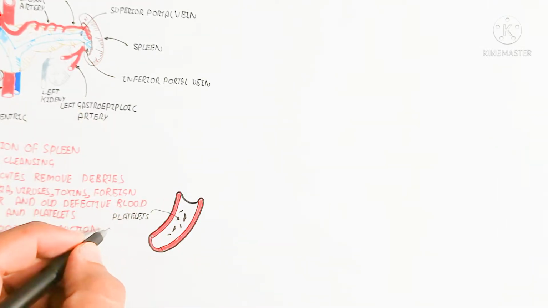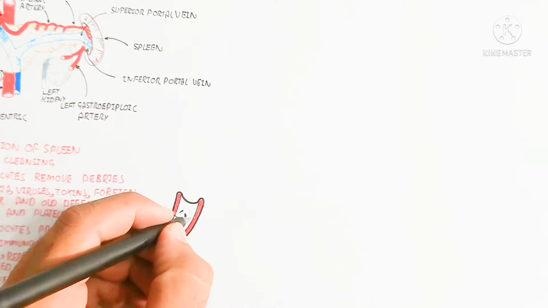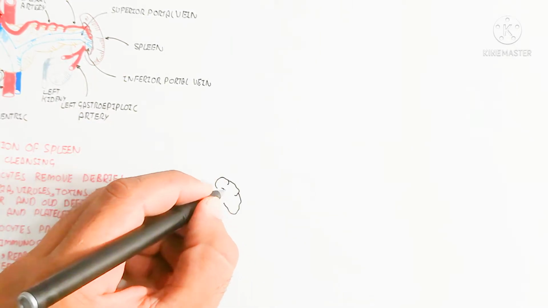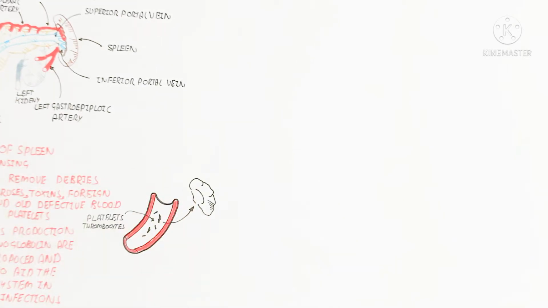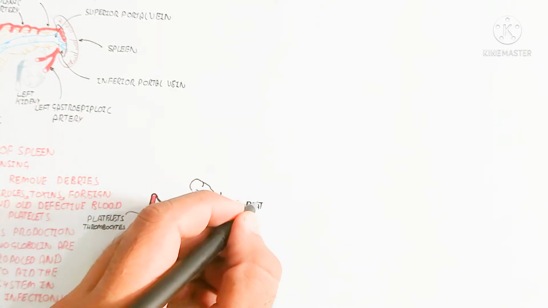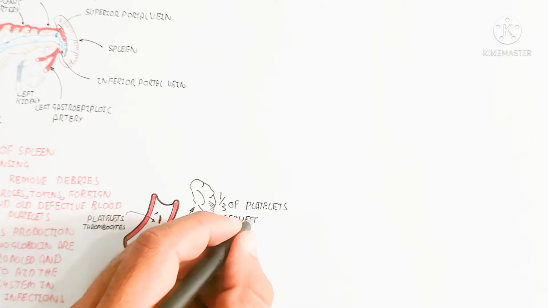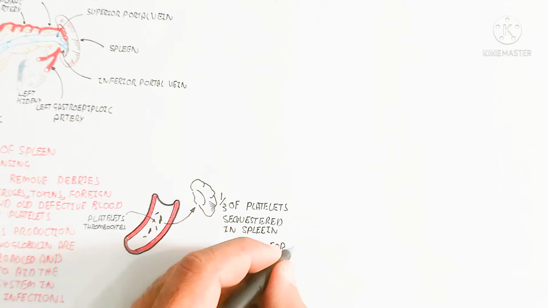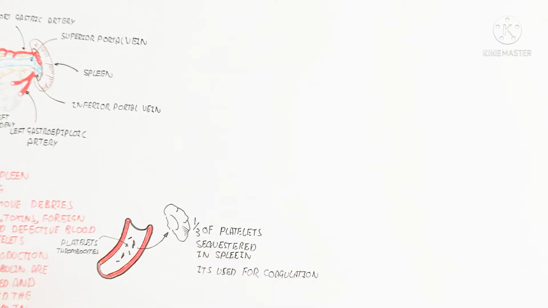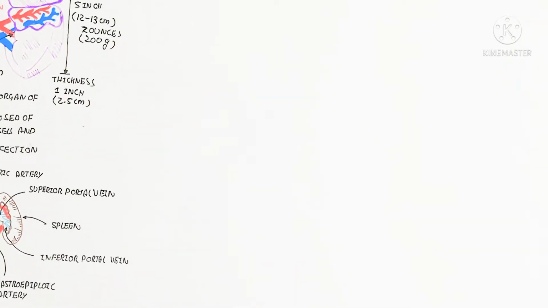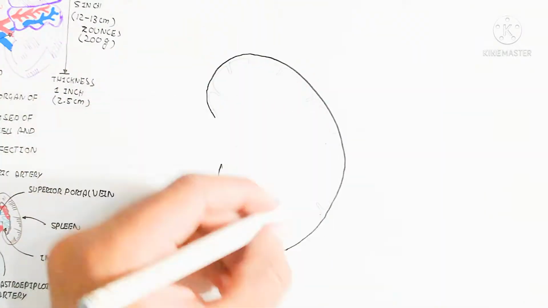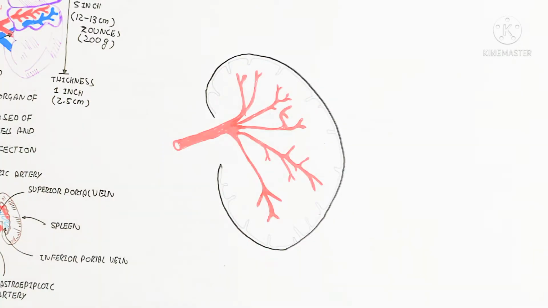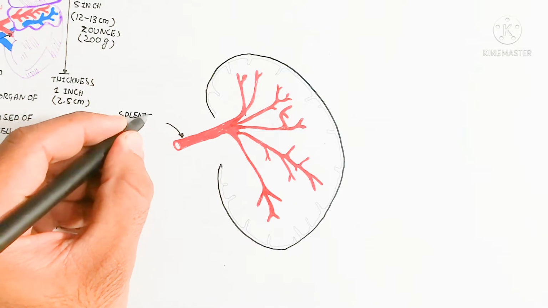Here you can see the platelets present in the circulatory system, also known as thrombocytes. They go into the spleen, and the spleen's reserve holds one third of the platelets sequestered in the spleen, and it is used for the coagulation of the blood. So remember that. Let's draw a cross-sectional area of the spleen. Here is the cross-sectional area of the spleen that you are looking at.